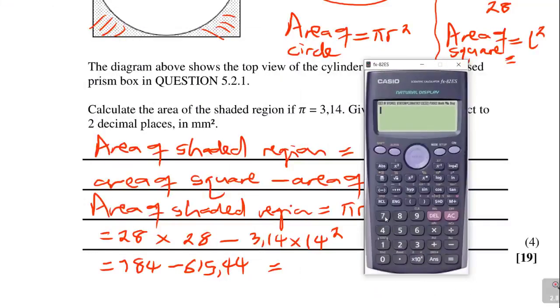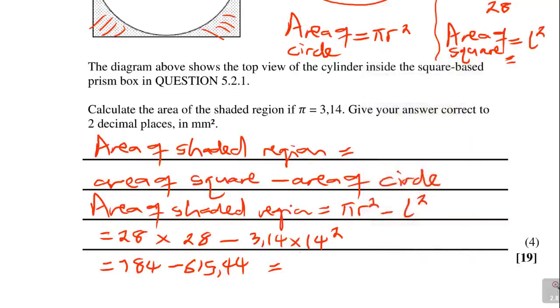Then you can finalize the answer: it's 784 minus 615.44. The first one must always be bigger, because you can't get a negative answer here. Area cannot be negative. 168.56. They said in millimeter squared, so we didn't need to worry. Give your answer correct to 2 decimal places. It's already in 2 decimal places, in millimeter squared. Alright. So guys, that is that.